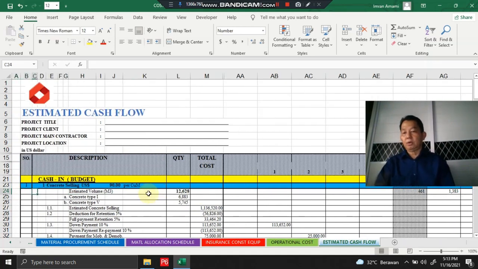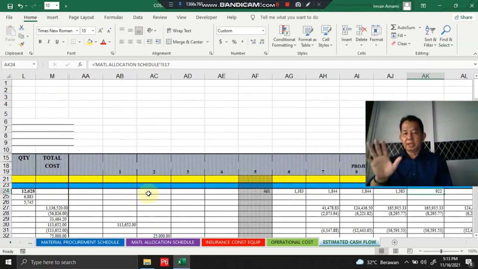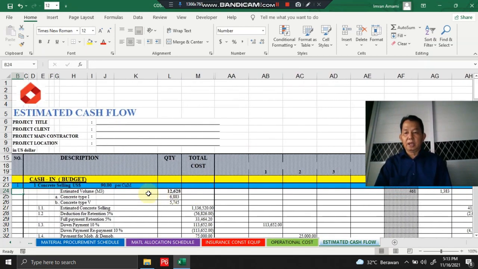Yes, all the calculation costs that we made, that we calculated already in the previous worksheet, we put in this cash flow template based on its own allocation. So we should be careful to compose this price based on its allocation.